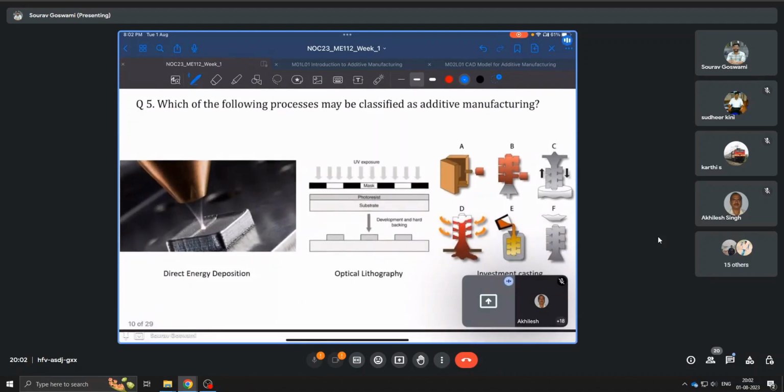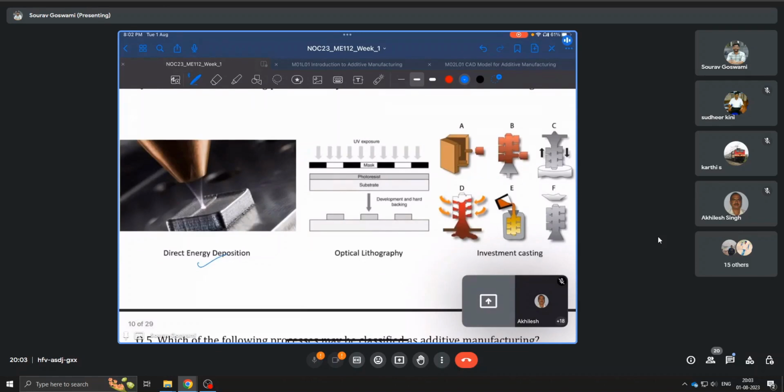Which of the following may be classified as AM? So DED definitely. I mean, we spoke so much about it. What about lithography? Would someone please like to attempt? In lithography, you have a substrate, you have a layer of photoresist. It is then exposed via some energy. Yeah, I see a layer, layer by layer. I see some energy. I see a substrate. Looks like AM, but is it AM?